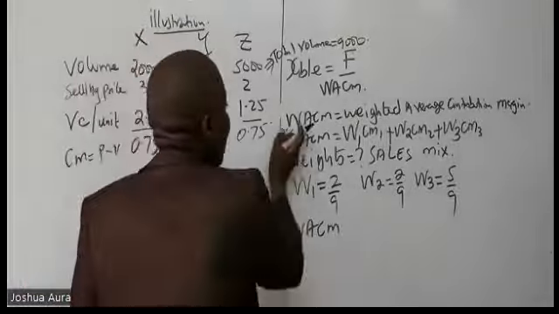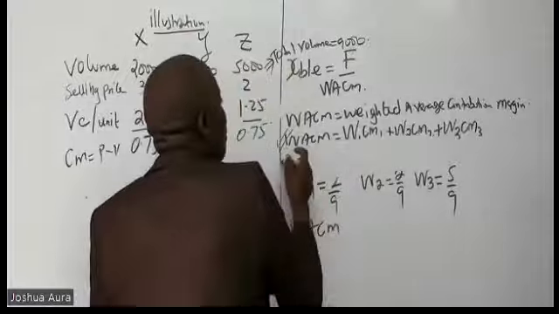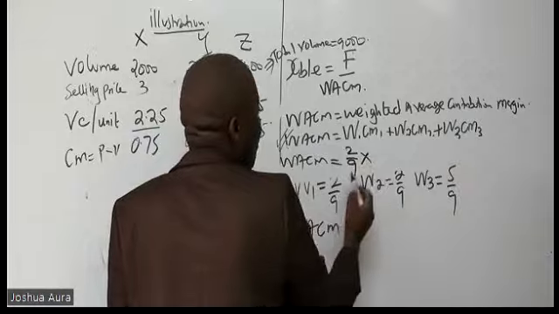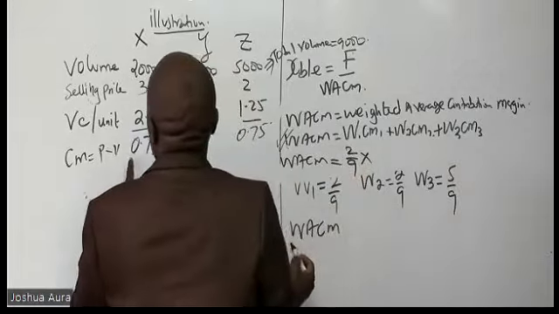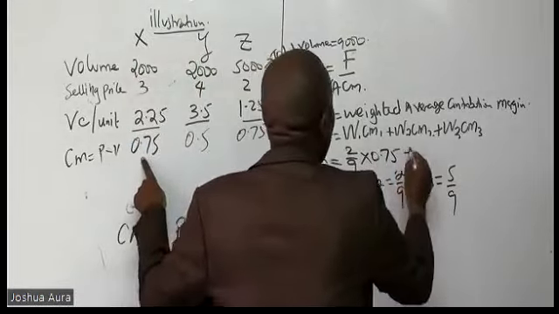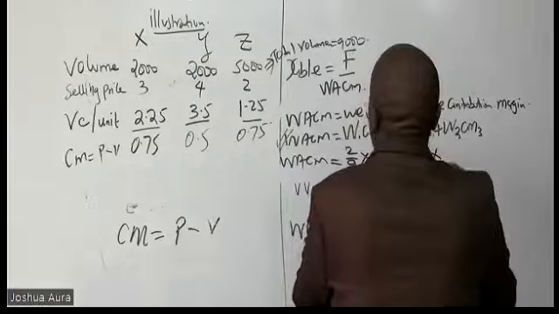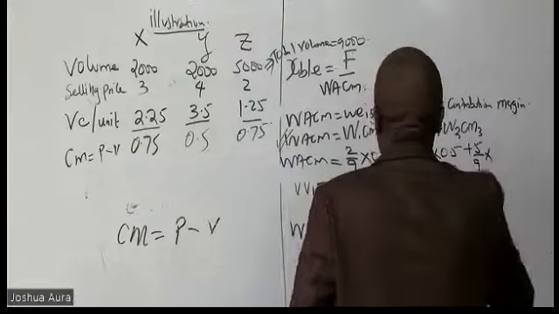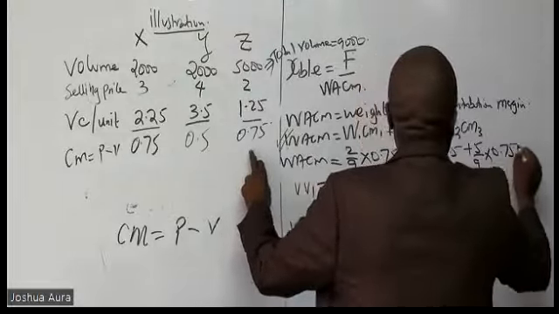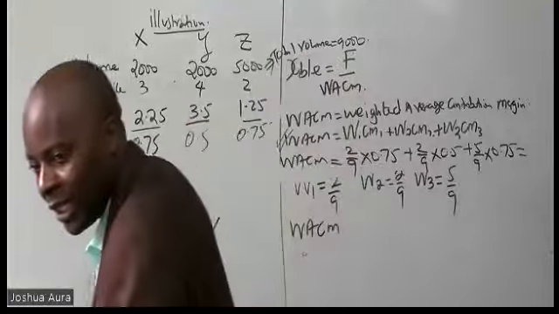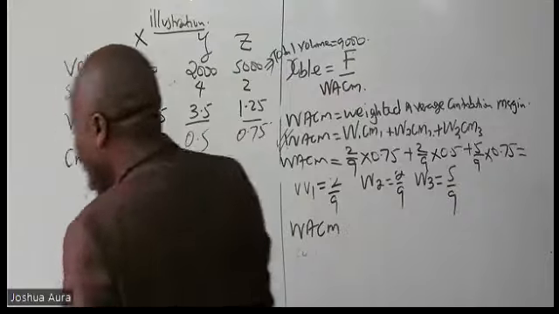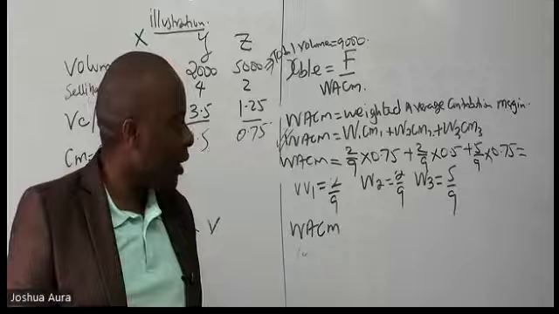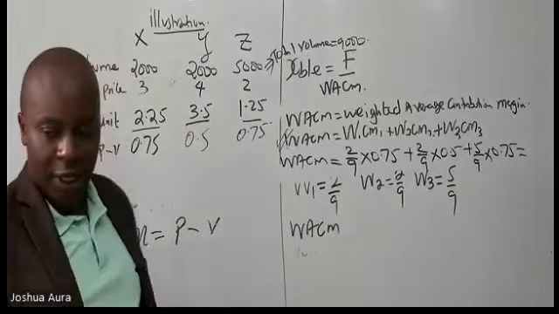I'm basically plugging in, substituting here. So my working here will be equal to weight 1, which is 2/9, times contribution margin 1, which is 0.75, plus weight 2, which is 2/9, times contribution margin 2, which is 0.5, plus weight 3, which is 5/9, times the third contribution margin here, which is 0.75. So at the end of the day, what figures are we getting? We are getting 0.834. According to my own, the final answer is 0.834.